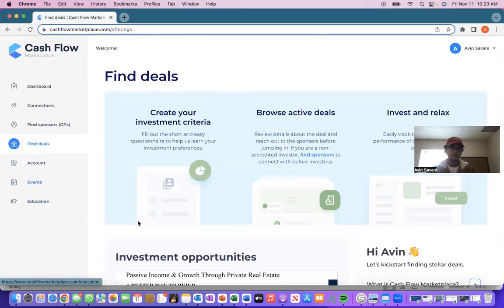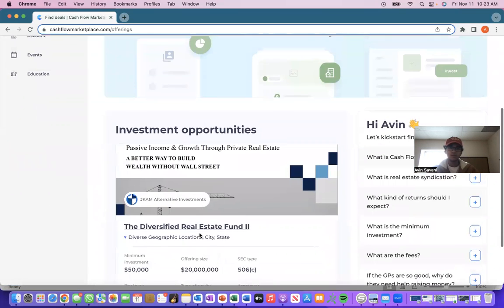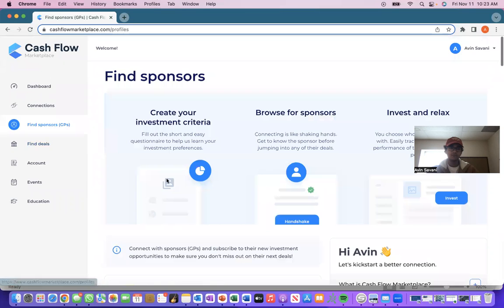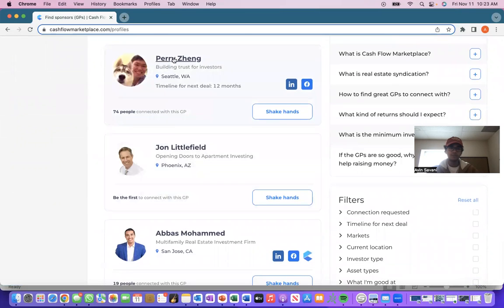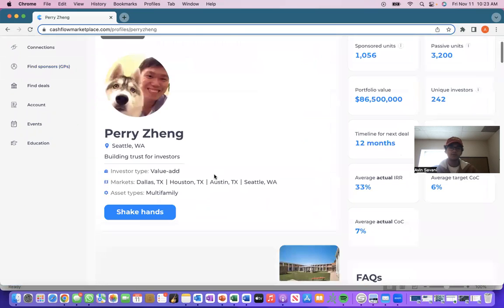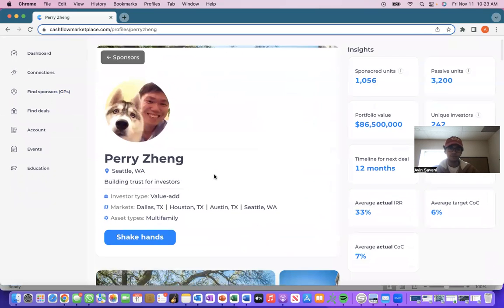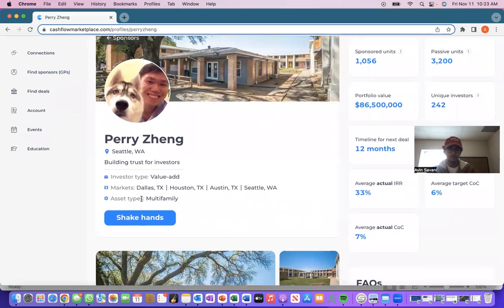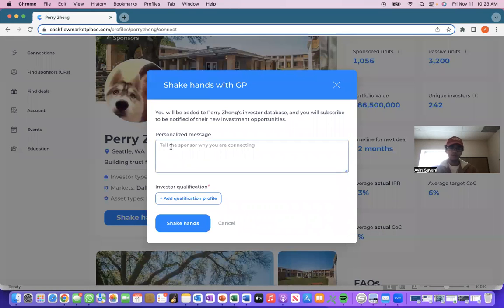And then you can find deals on here. Any sponsored deals you can take a look at. You can find the general partners. So for instance, if I look at Perry, right? He has a great amount of experience with doing syndications. Obviously he's a multifamily investor. So you can just get in touch with him. You can shake hands, and just say, "Hi Perry, really like cash flow portal and open to doing deals," right?